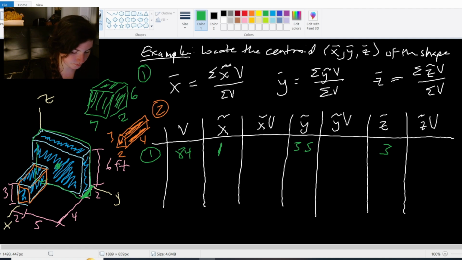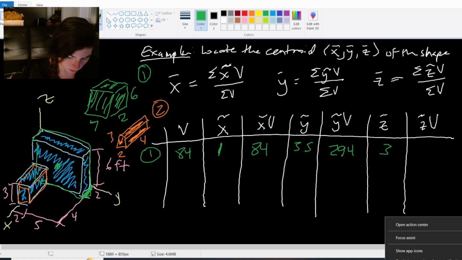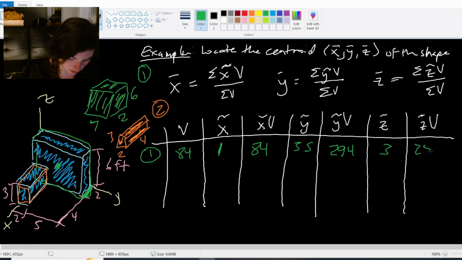It's up to you. Anyway, I've got all my centroids. I'm going to multiply them out. So 84 times 1, that's 84. 3.5 times 84, I don't know. I'll plug it in my calculator, and I get 294. And then 3 times 84 for my ZV gives me 252.